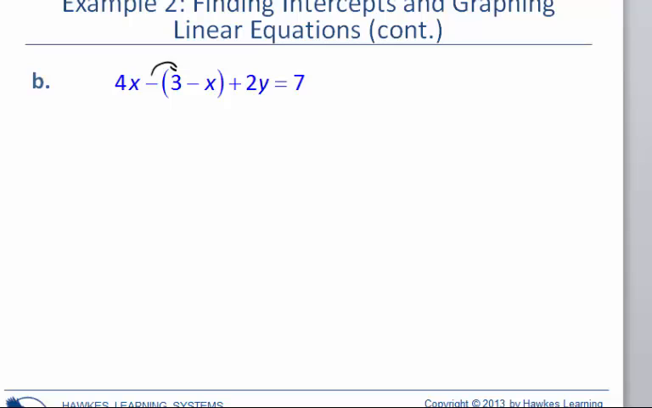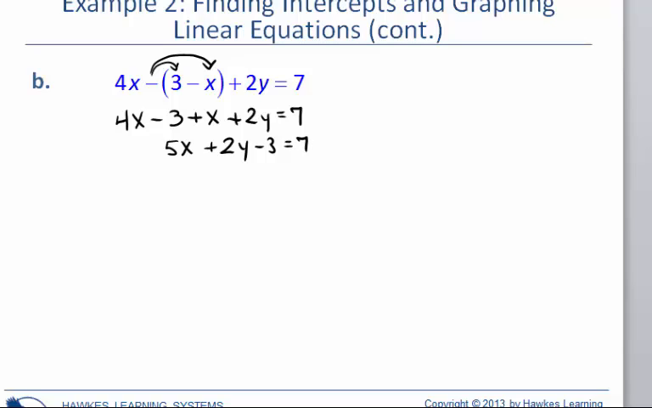So we are going to distribute that negative through that parenthesis, giving me 4x minus 3 plus x plus 2y is equal to 7. We'll combine the 4x and the x, making 5x. We'll keep the 2y. And then we have a minus 3 is equal to 7. I'm going to add 3 to both sides, getting it into standard form: 5x plus 2y is equal to 10. And now we're ready to solve for our intercepts.